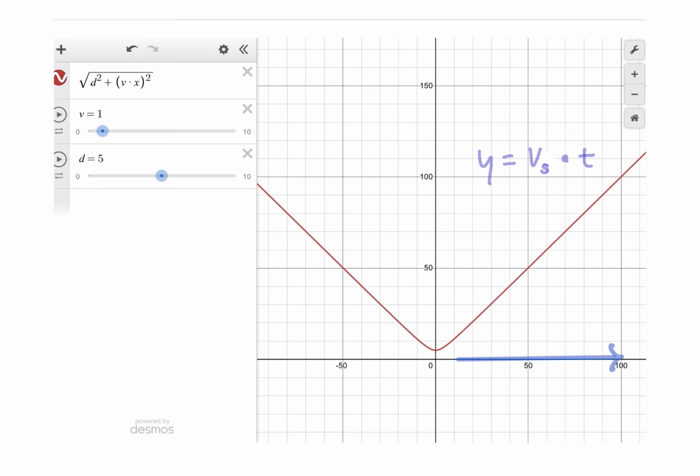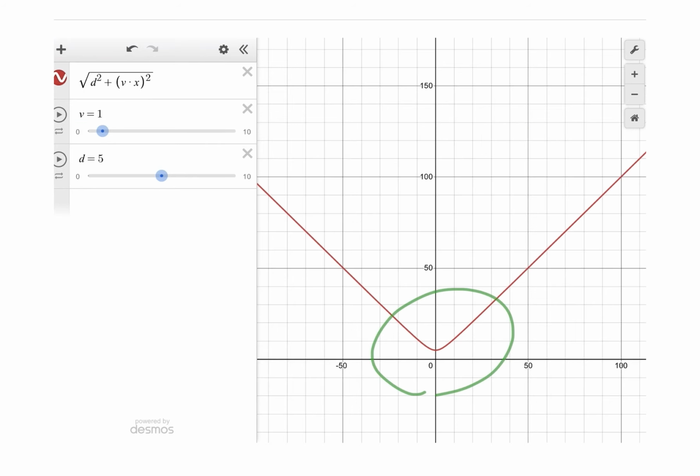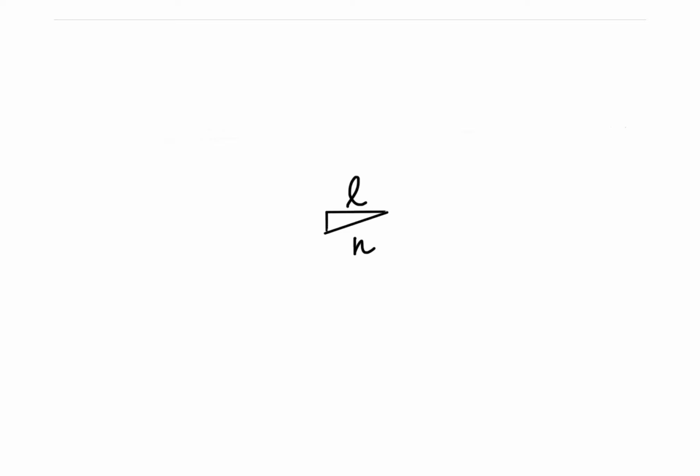In y equals v times t, the slope or rate of increase of h is the velocity of the object. Let's just see this in action here. If we plug in 2 for velocity, we see a slope of 2. But what about before the graph approaches this linear line, when it's still a curve and the triangle is still triangle-y? How do we calculate the rate of change of h then?